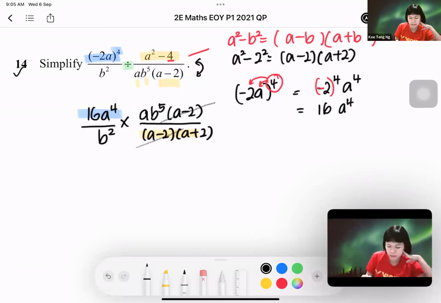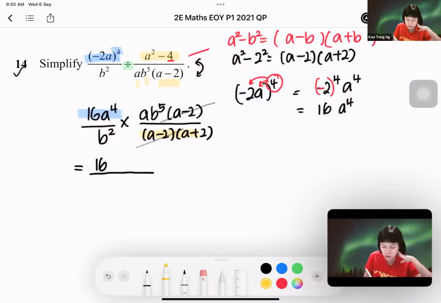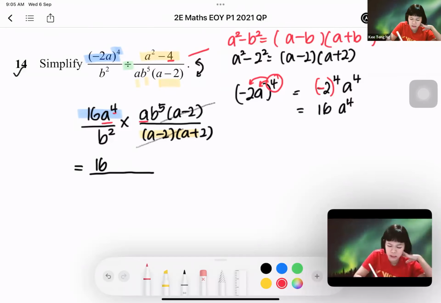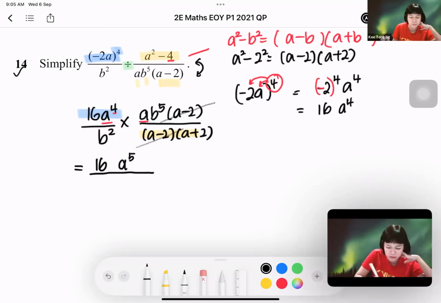Then what other things can we do to cancel out certain information? I have factors, so I have 16. Then let's take a look at the factors a to the power of 4 and a. So there's 4 over here, I multiply by 1 more, and that will give me a to the power of 5.